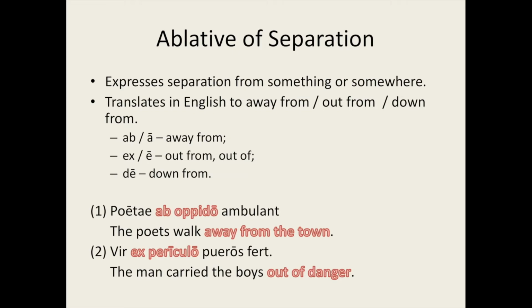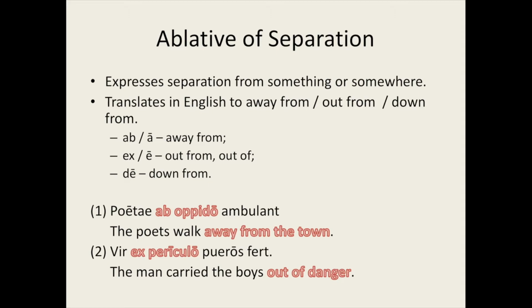Next, the ablative of separation, sometimes called the true ablative, expresses separation or distance from something or somewhere. It is used after the prepositions ab, ex, and de, which would translate in English as away from, out from, and down from, respectively. You will often see it used with verbs which express the idea of freeing, depriving, or moving away. For example, the verb amoveo, which we covered in a previous lesson.